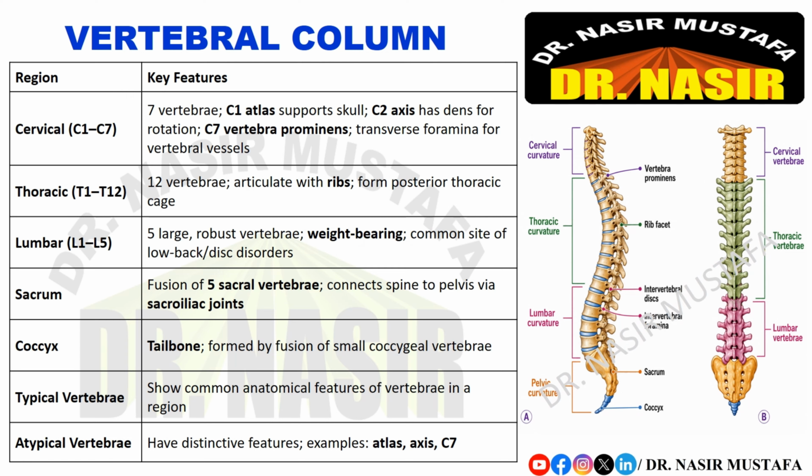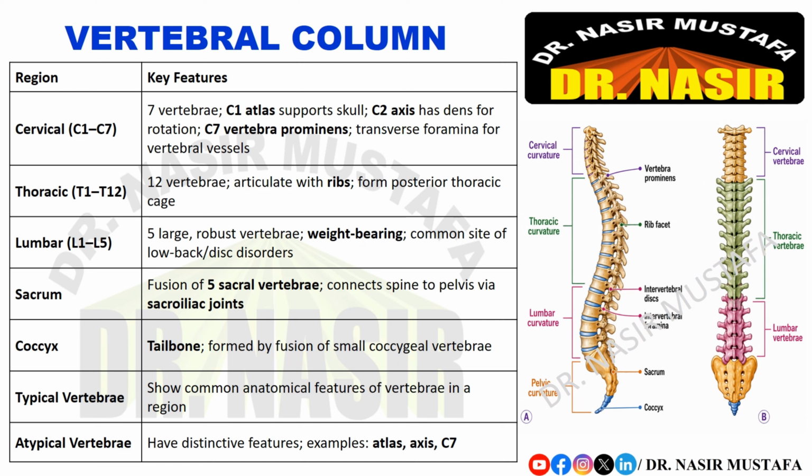Thoracic vertebrae. There are 12 thoracic vertebrae, designated T1 through T12. The defining feature of thoracic vertebrae is their articulation with the ribs. Their transverse processes and vertebral bodies contain articular facets for rib attachment. Thoracic vertebrae therefore play an important role in forming the posterior component of the thoracic cage.